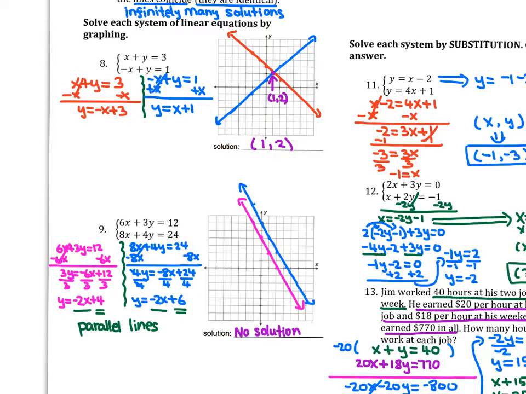On number 8, they're asking me to solve this system by graphing. So since this is in standard form, I'm going to cover the x. I'm going to get y equals 3. And when I cover the y, I'm going to get x equals 3. So x equals 3, y equals 3 on the red line.